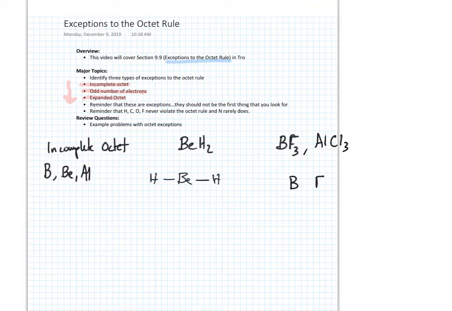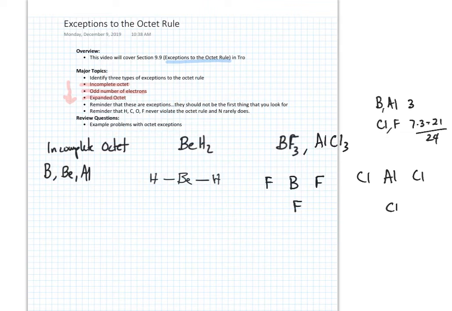Boron is the central atom, fluorine are the outside atoms. Aluminum is going to be the central atom, chlorine is going to be the outside atoms. Remember, electronegativity differences are going to make it such. Both boron and aluminum have 3 valence electrons, and both chlorine and fluorine have 7 times 3, so 21. So we need 24 total electrons. So you have 2, 4, 6, 8, 10, 12, 14, 16, 18, 20, 22, 24. Exact same structure here, except they're on chlorines.